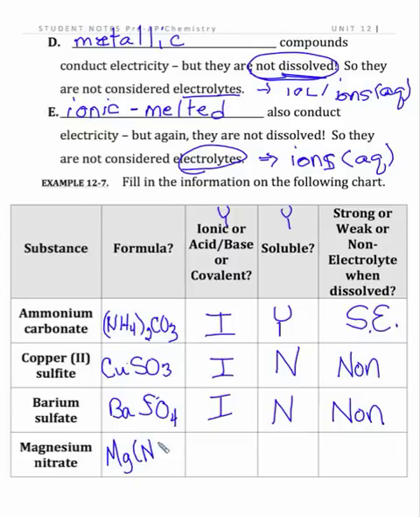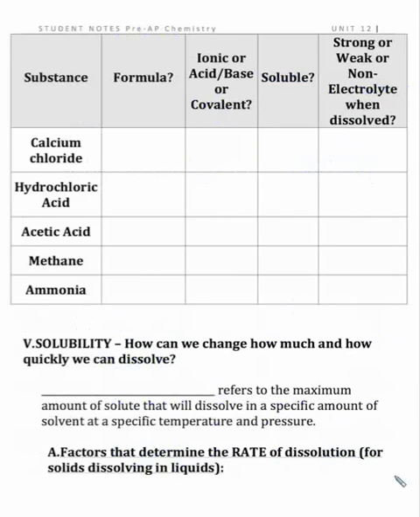Okay, magnesium nitrate, Mg(NO3)2. It's ionic. Your solubility rules say that all nitrates are soluble without exception. So that's considered to be a strong electrolyte. Okay, let's do a few more of these just so we get the idea, and then we will move into our next video.